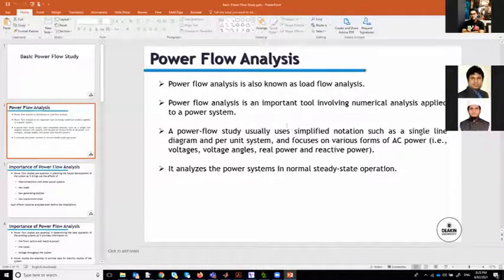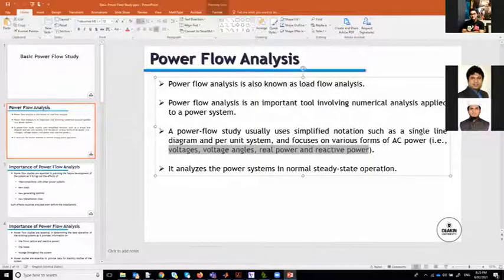So what do we do in power flow study? In power flow study, we usually try to get an idea about 4 things, which are voltage, angle, real power, and reactive power of the network. We represent the power system in terms of an interconnected system, which will have different buses.